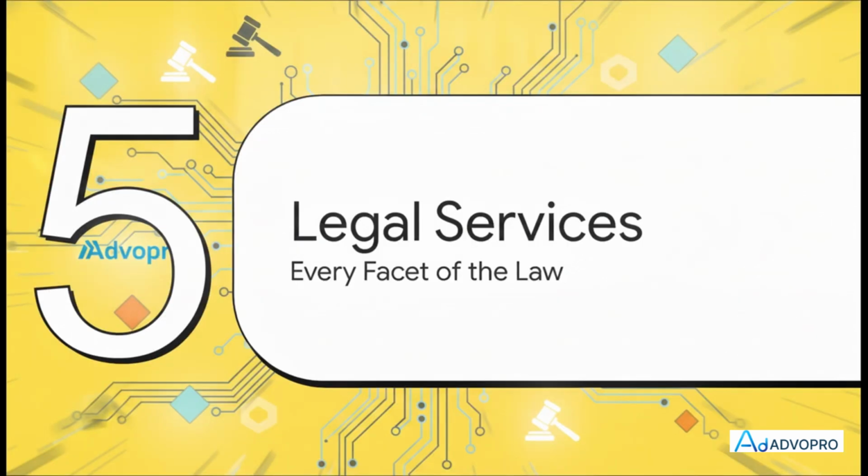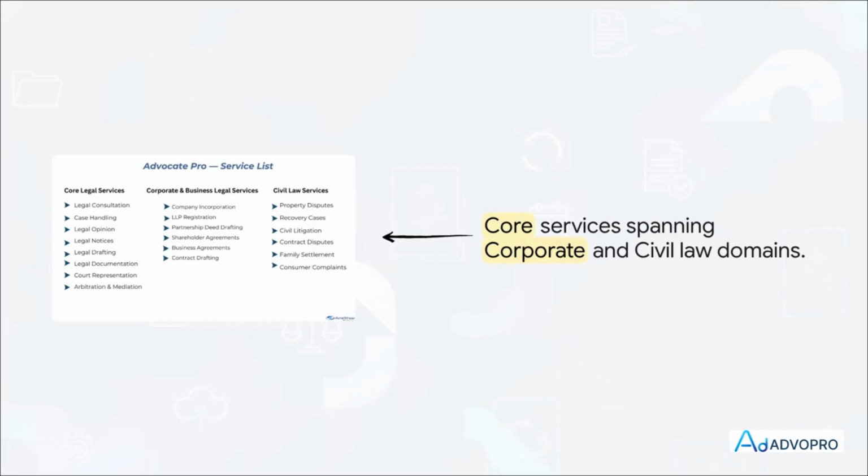Section 5. Comprehensive legal services, handling every facet of the law. Out of the box, this platform seamlessly categorizes a massive array of services. Under core legal services, it expertly structures workflows for standard consultations, drafting, and court representation. But it also scales incredibly well for corporate law, mapping out processes for LLP registrations and shareholder agreements. And it's equally robust for civil law, managing property disputes, recovery cases, and complex litigation with clear digital pathways.